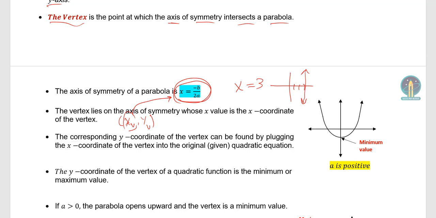To find the corresponding y-coordinate of the vertex, we can plug in this x value into the quadratic equation for the parabola at hand. And then we would have a y-coordinate for the vertex. So then if we have an x and y for the vertex, we can just plot it, right? x vertex and y vertex.